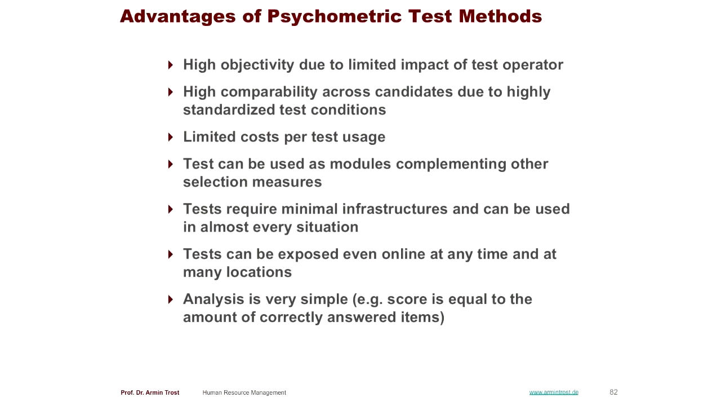It's really objective. You cannot influence the person which you measure. You can compare the candidates very easily. The cost is limited. You can use different tests, combine them in different selection measures, as we have seen. You don't need much infrastructure. They are easy to use, especially when you do it online. You just need internet or a laptop or something like this. You can use these online.